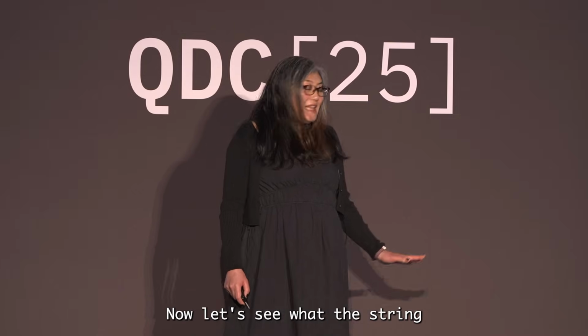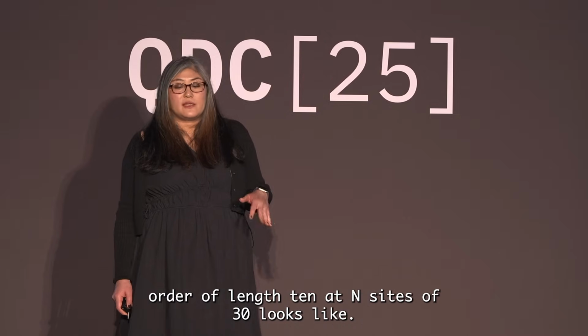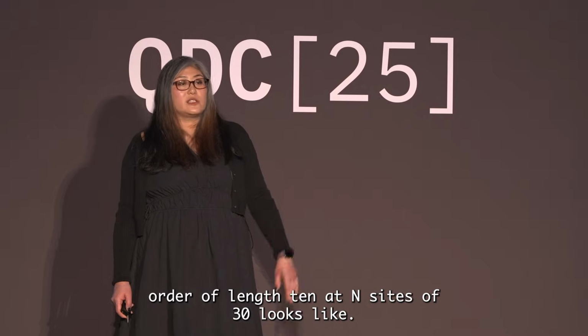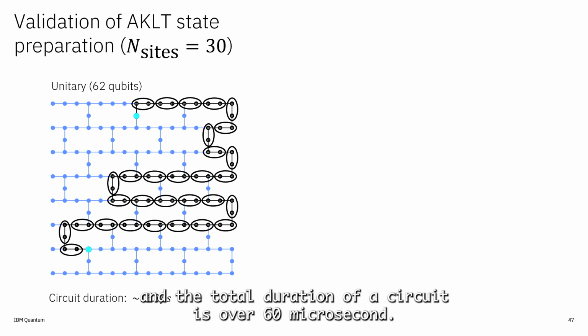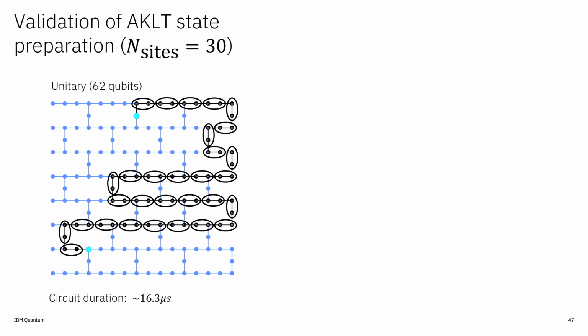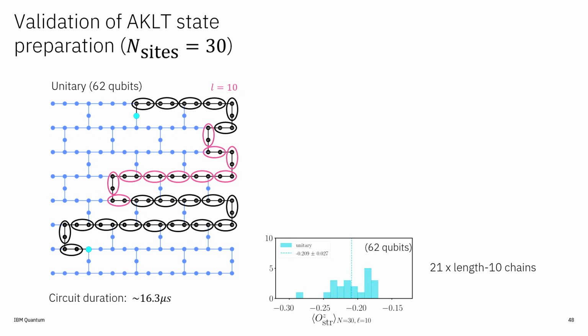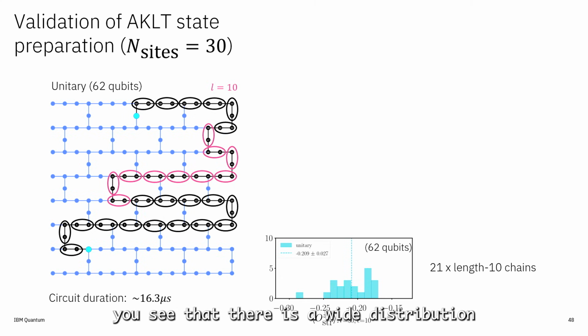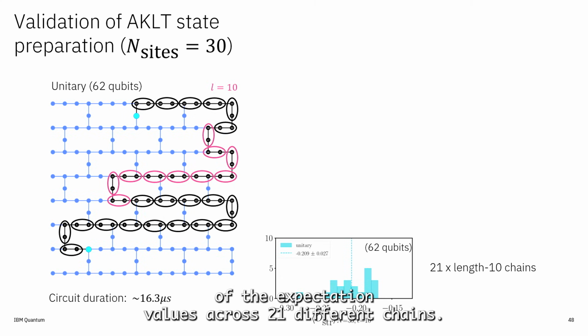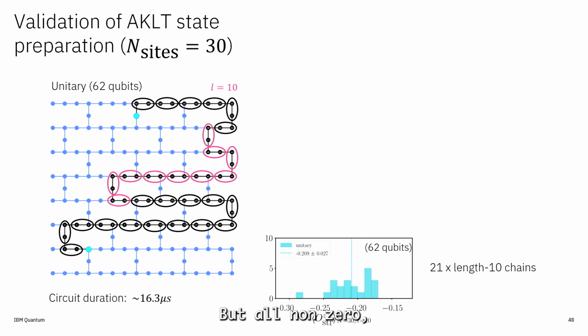Now, let's see what the string order of length 10 at n_site 30 looks like. When preparing the circuit unitarily, you need 62 qubits, and the total duration of the circuit is over 16 microseconds. Looking at the histogram of length 10 string orders, you see that there's a wide distribution of the expectation values across 21 different chains, but all non-zero, which is where we want to be.